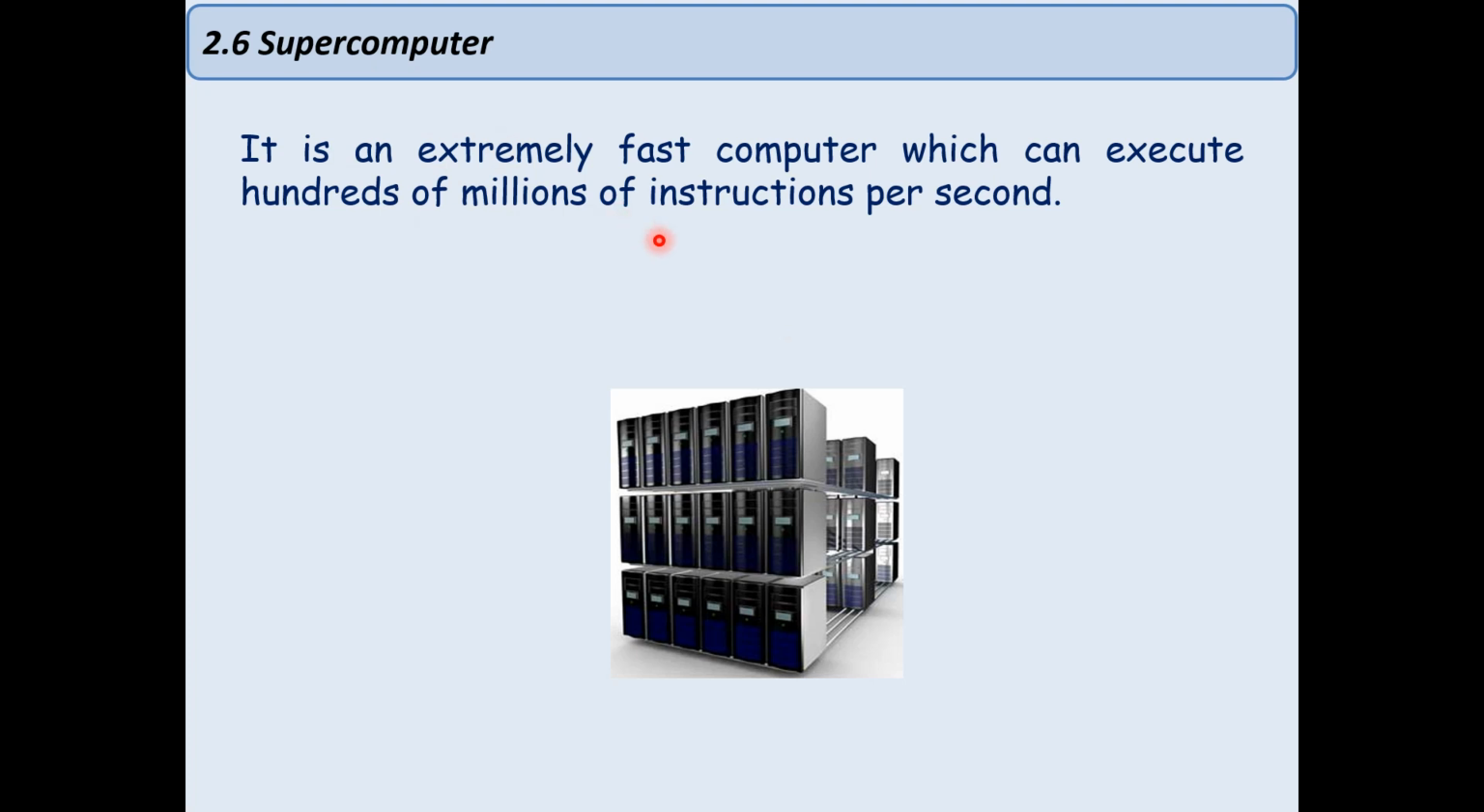So these are the four types of computers, and each of them has its own advantages and disadvantages. Some of them are very fast and very powerful, but they are costly, while some of them are not that powerful, but they are affordable.